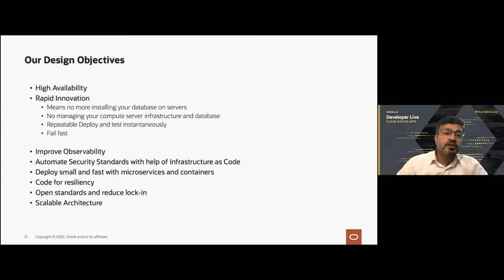Automate security standards with help of infrastructure as code. So that means we are actually looking at tools such as Terraform and Ansible. Deploy small and fast with microservices and containers. Code for resiliency, that means replica sets and scale sets we are going to leverage. Open standards to reduce vendor lock-in, and also scalable architecture. Okay, so these are the design objectives. Next slide, please.